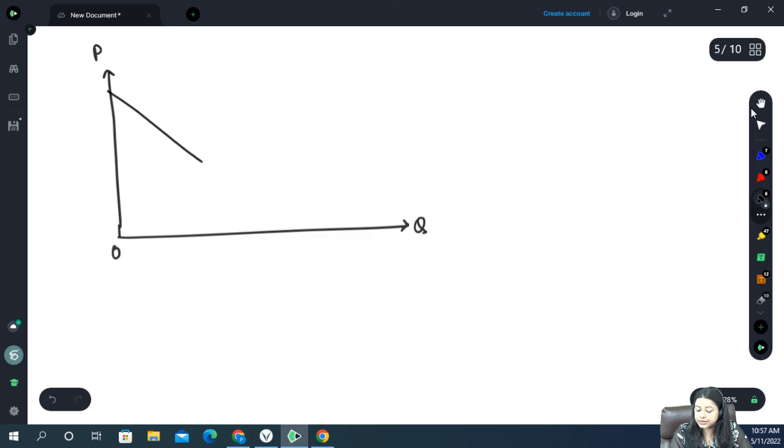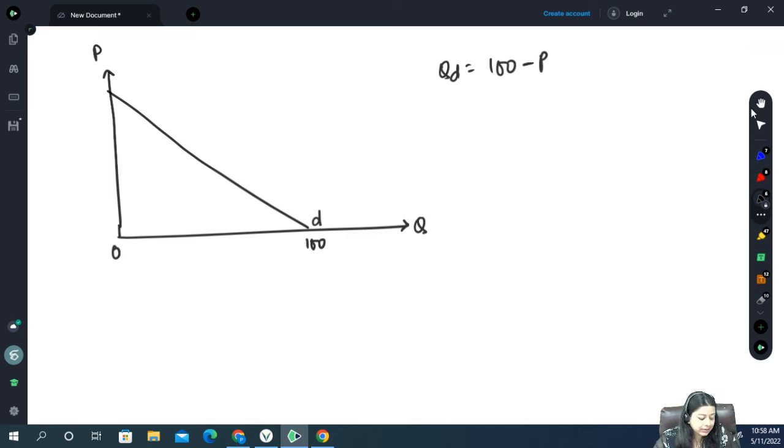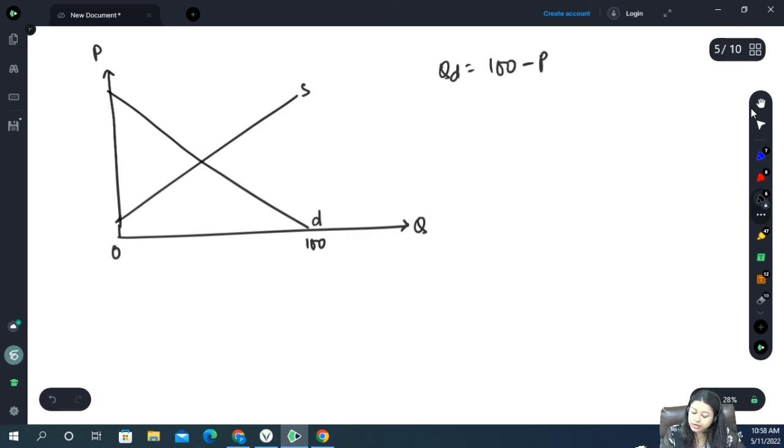So this will be my what? Demand curve, obviously. And what is my demand equation which I have written earlier? QD is equal to 100 minus P. So when price is 0, quantity demanded is how much? 100. And let's suppose this is my supply curve. What was my supply equation?